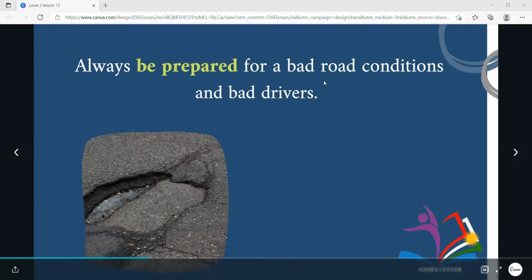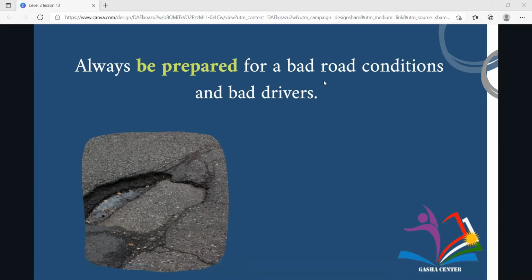Always be prepared for bad road conditions and bad drivers. It means you have to watch your road when you drive, because sometimes the road is destroyed, so you have to watch out. Yeah, that's it. That's great.